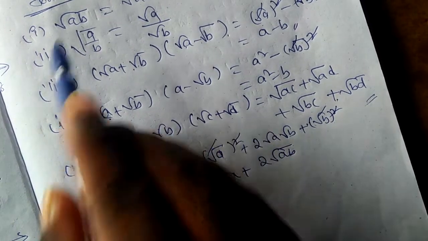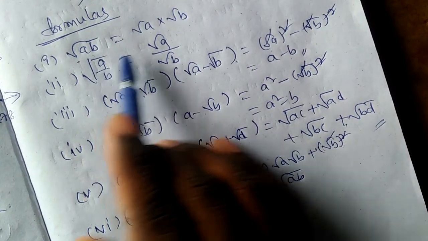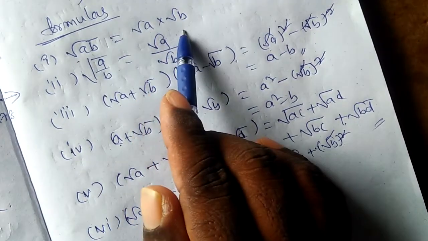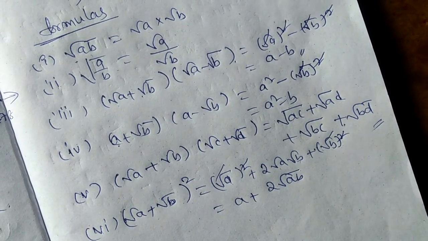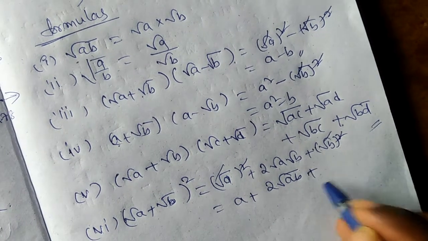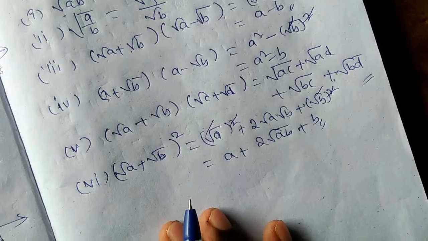2 root of ab, what I wrote here? 2 root of ab is equal to root a into root b. So here we have root a into root b. It is root of a plus b. This is the formula.